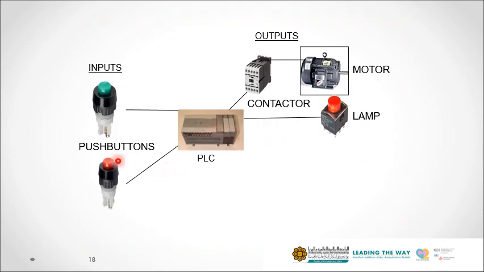Okay, so this is the input connected. You have a push button, and you also have the output connected through the contactor to the motor. The contactor will basically carry the high current, and you are going to turn on and off the contactor coil. The lamp can be directly connected here, but this type of motor you cannot directly connect to the PLC. It has to go through the contactor. Push button inputs are connected to the PLC as shown here.